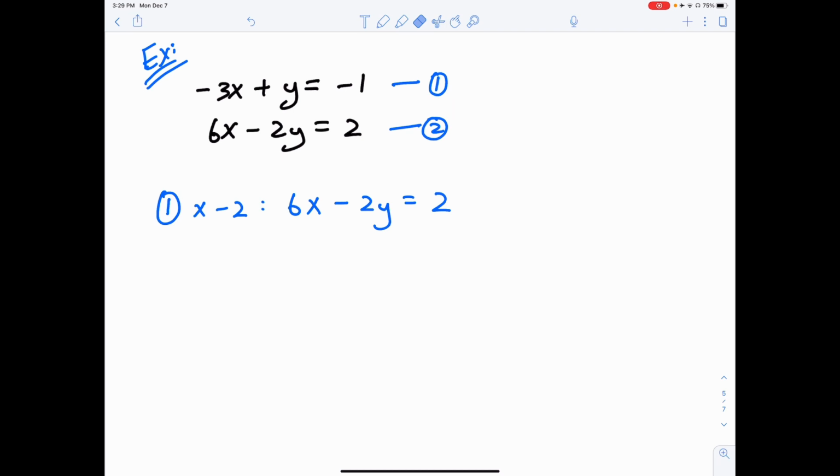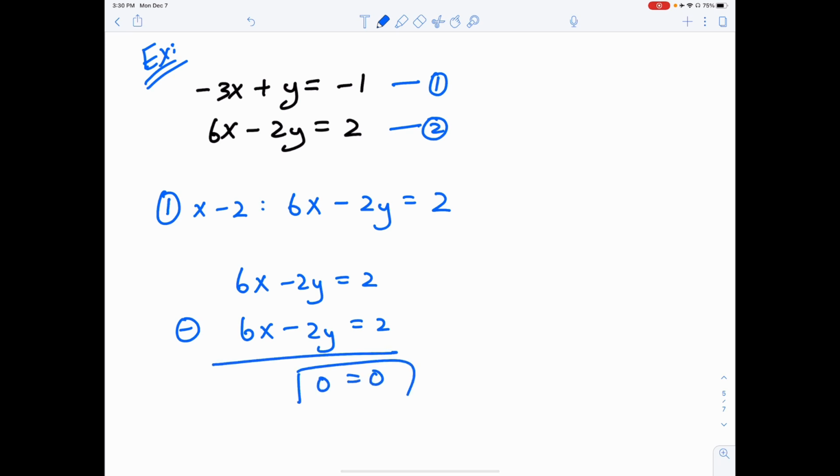So if we showed that they're the same and did elimination, we'd get something like this. If we had 6x minus 2y equaling 2, then we would subtract the other equation, which is also 6x minus 2y equaling 2, and we'd get 0 equal to 0. When 0 is equal to 0, this is a true statement. A true statement basically tells us that there are infinite solutions.